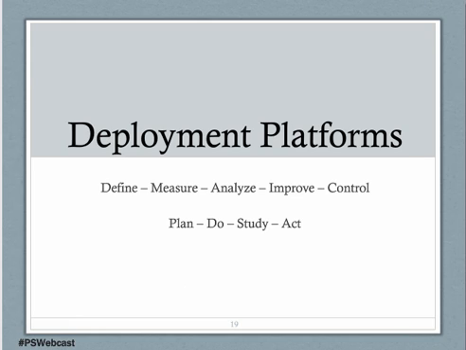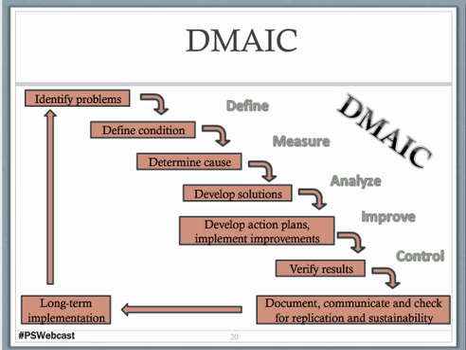Now, one of the things that's real critical with the ideas of Lean and Six Sigma is that we have some structured approach. And when I say that, I like to use the concept of deployment platforms. In other words, there's a structure in place. So there are 2 deployment platforms that we like to use. The first one is an option called DMAIC, which is define, measure, analyze, improve, and control.